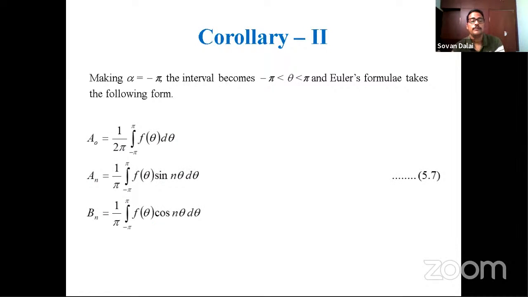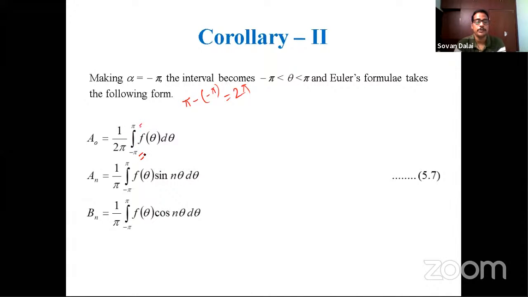Now again, if you change the limit from 0 to twice pi, here you see that the limit changes from minus pi to pi, but again the interval is equal to twice pi. Instead of your analysis starting from 0 to twice pi, it may be starting from minus pi to pi. These three equations are similar, the only difference is in the integration limit. Okay.